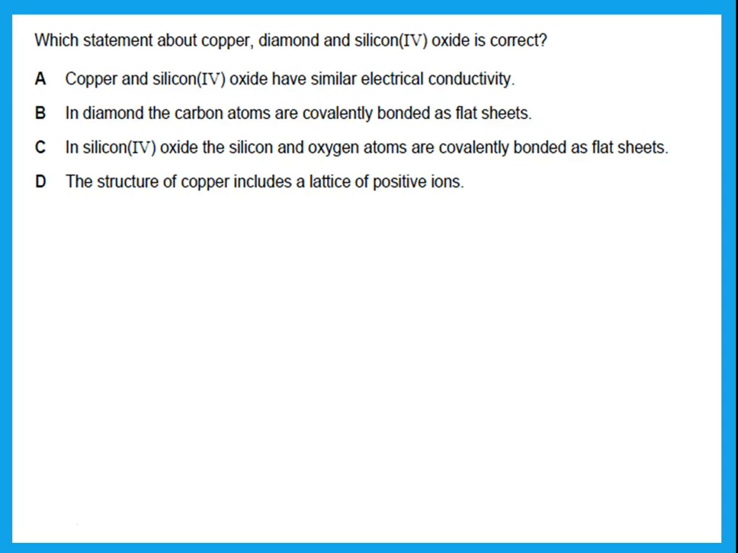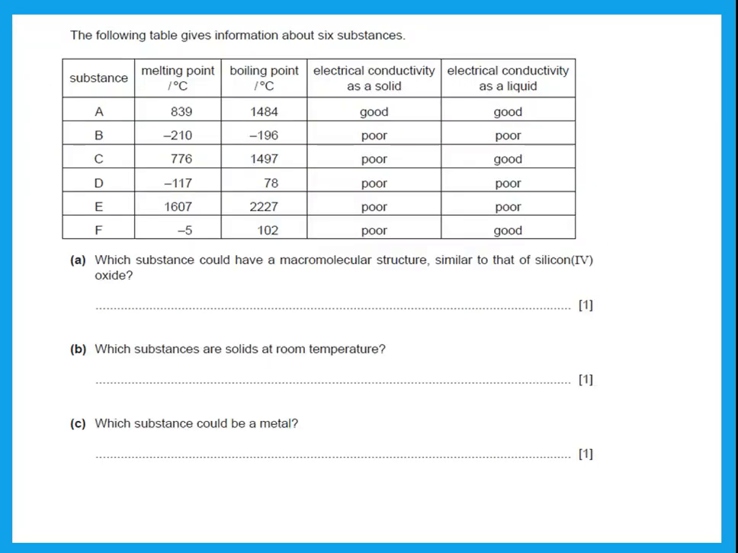In silicon oxide, silicon and oxygen are covalently bonded as flat sheets. No. Silicon and oxygen also have a tetrahedral structure. The structure of copper includes a lattice of positive ions. Remember that the word lattice means a regular arrangement. So, yes, the structure of copper includes a lattice of positive ions. So, that's the correct answer.